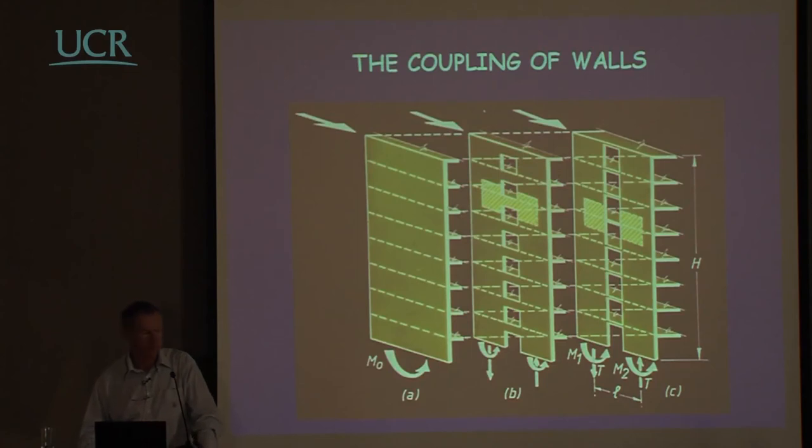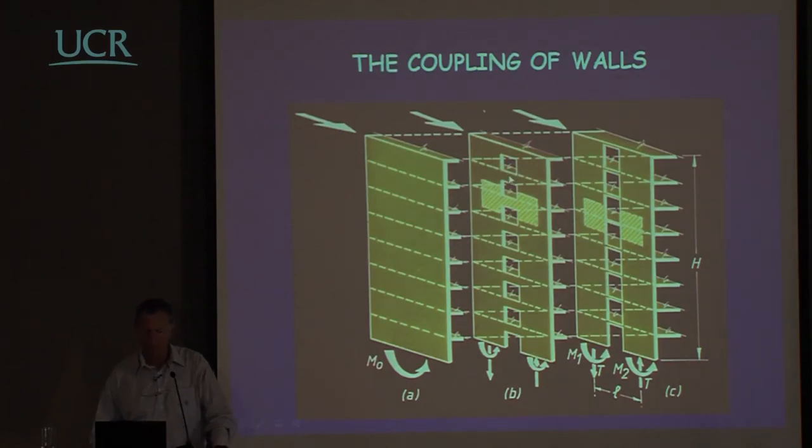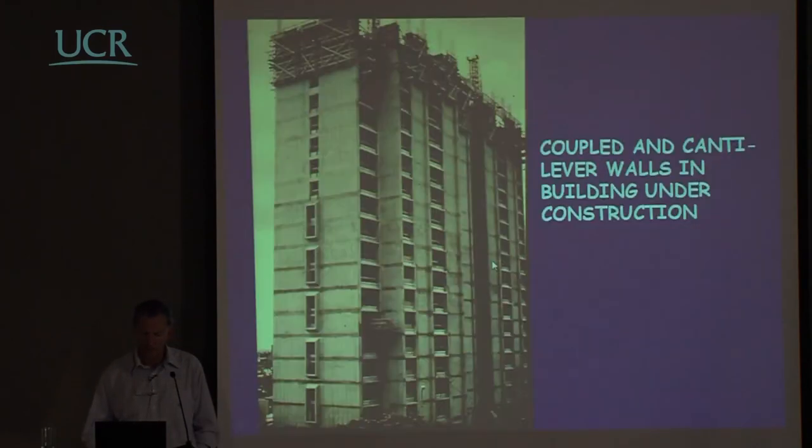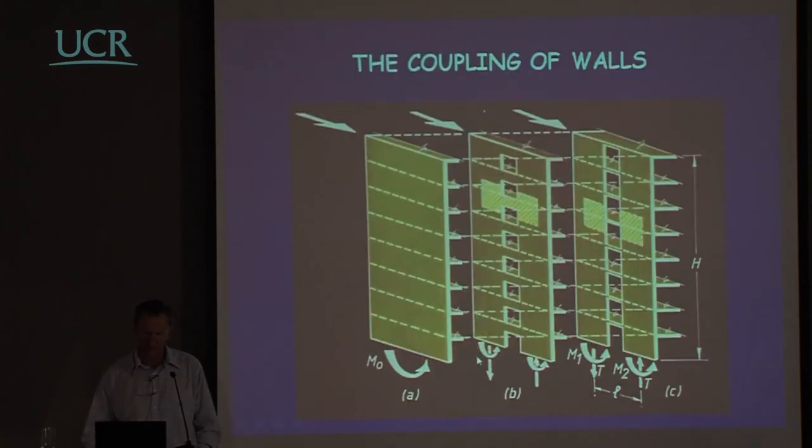Coupled walls, well, Michele has already talked about this. It could be walls that are coupled by spandrel beams, or walls that are coupled by floor slabs. But the influence in all of these cases is that the strength and stiffness of the coupling element results in vertical forces being induced in the walls that are coupled, which creates a frame-like action, very similar to what we talked about in frames.